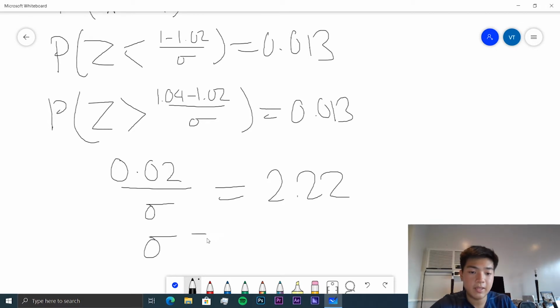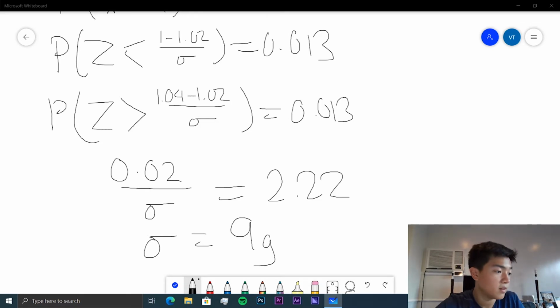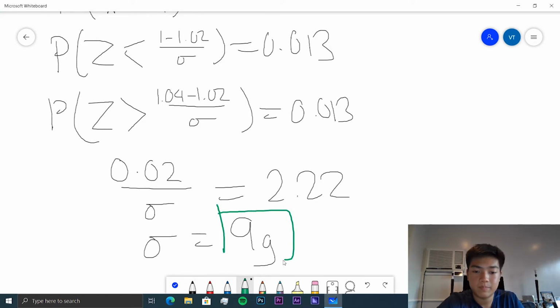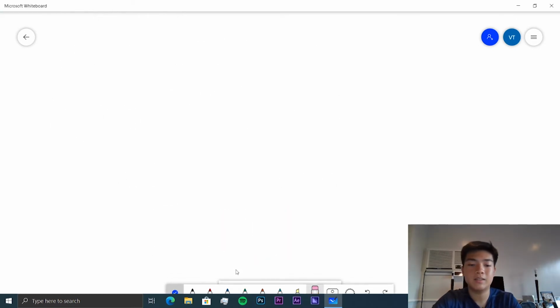So we have the standard deviation is equal to 0.02 divided by 2.22, which is around 9 grams. Because we multiply by 1,000, of course, so it should be around 9 grams. Yep, that's correct. Okay, and then on to the final question.